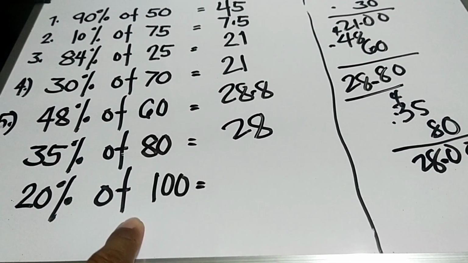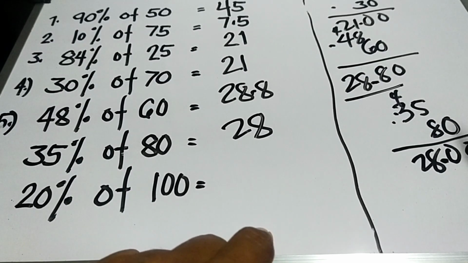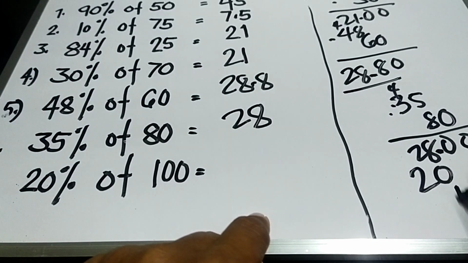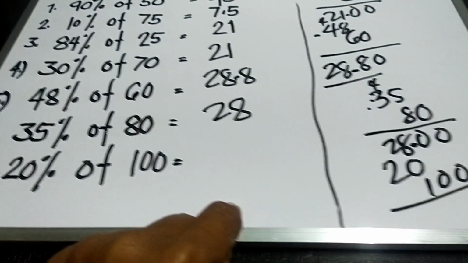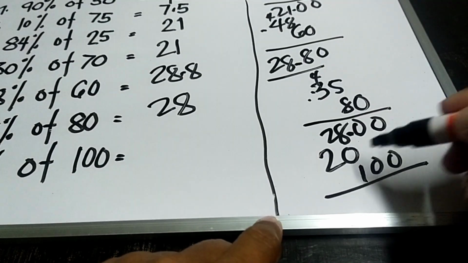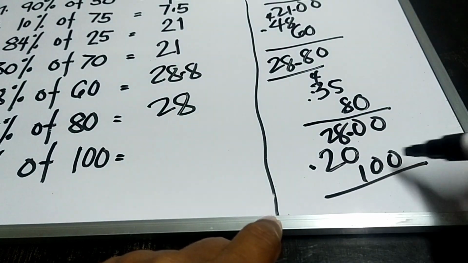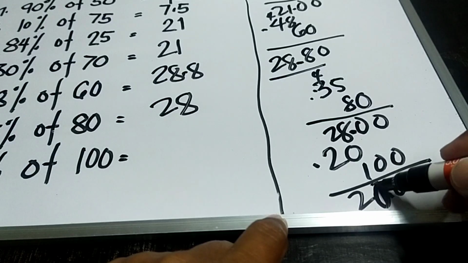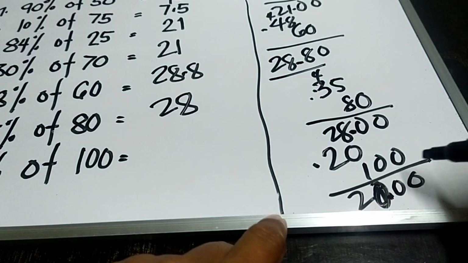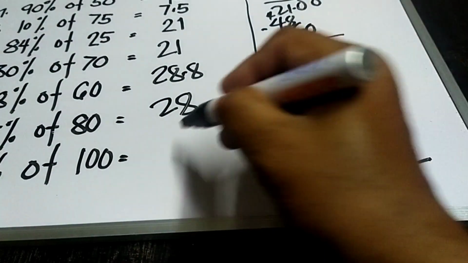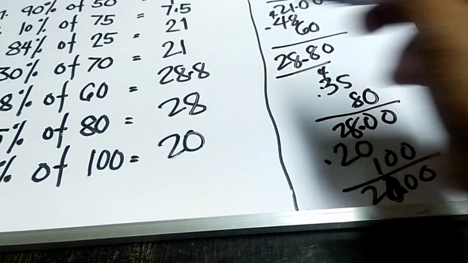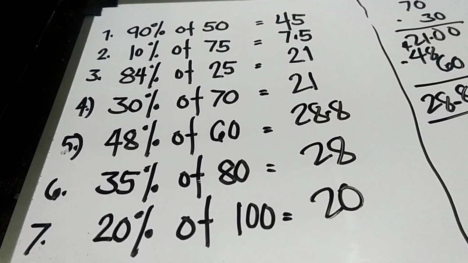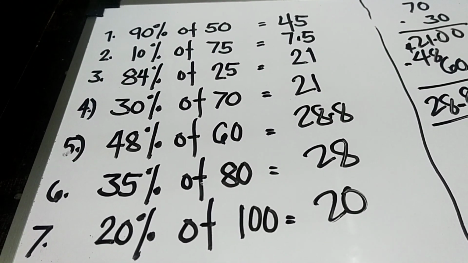Okay, so last, 20% of 100. Okay, this is easy. This is 20% of 100, so 0.20 times 100. So therefore, this is 20. Okay, guys. So this is the final answer.